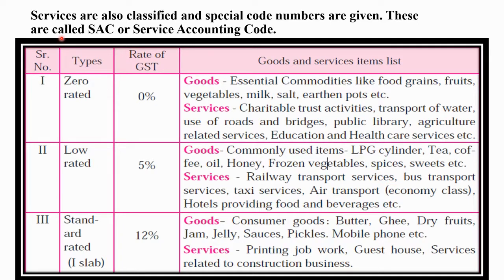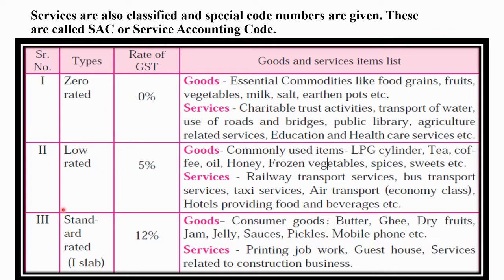Services are classified and special code numbers are given to them. Depending on the services, the rate of GST is fixed and charged. For example, the first one is 0 rated. So here 0% GST is charged. For essential commodities like food grains, fruits, vegetables, and services like charitable trust activities, transport of water, for such goods and services, 0% GST is charged.